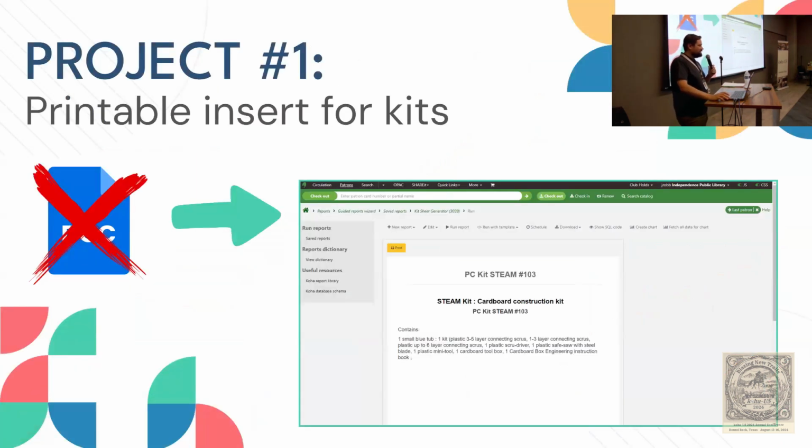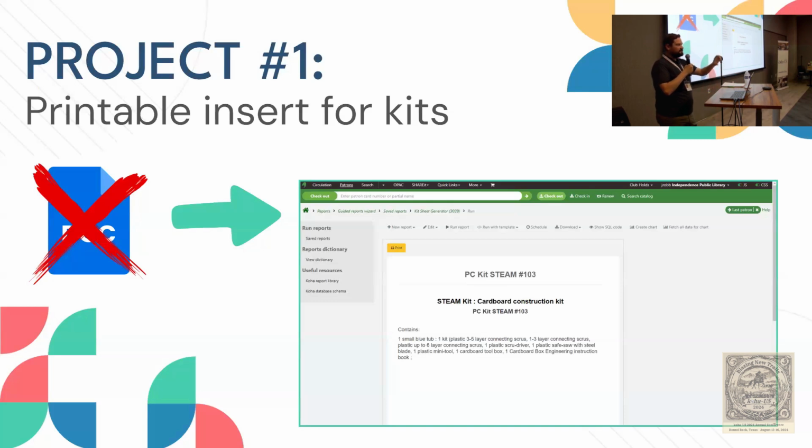Okay, so now we're going to talk about projects. The first project I did was, this isn't the first project, the simplest project I did was this printable insert for kits. My catalogers were using a Word document for this, so I crossed that out. We have these kits that we circulate from the system office, and we want to have a list of their contents. So we put these little pages in there.